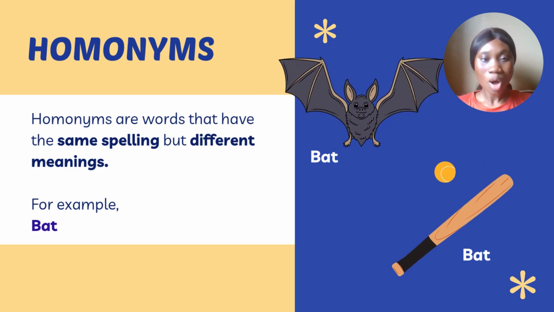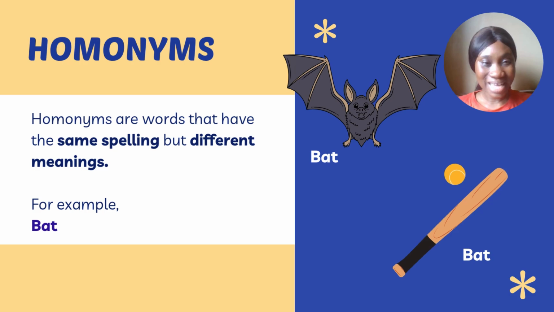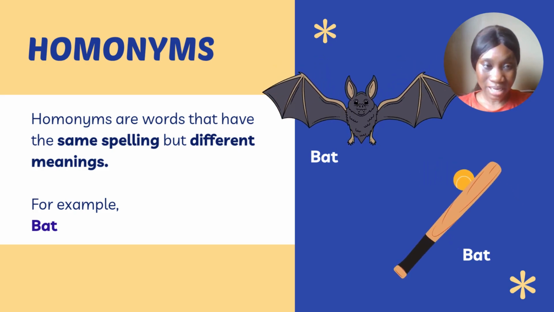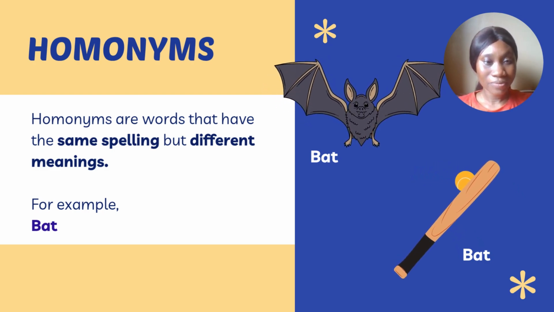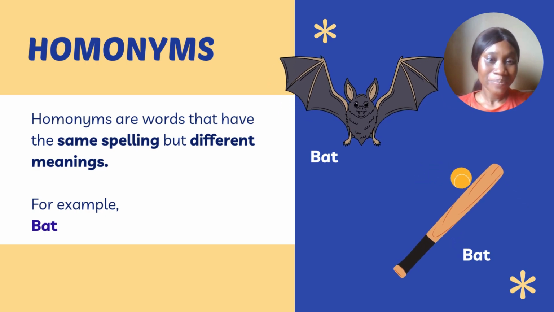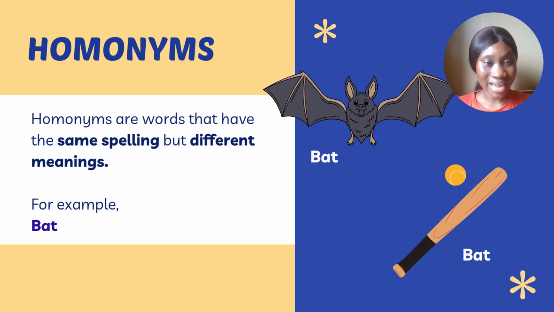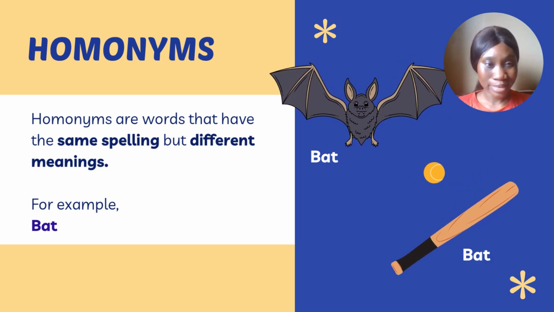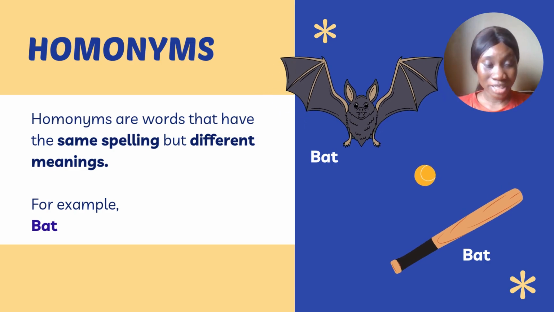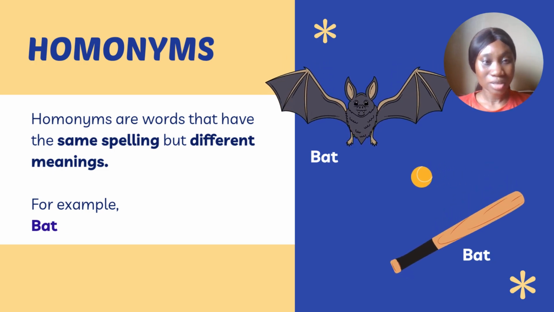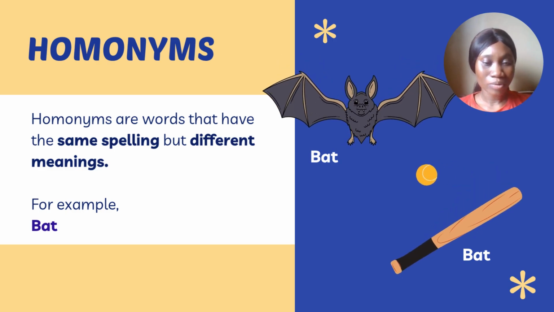Now, what are homonyms? Homonyms are words that have the same spelling, or you can say the same name, but different meanings. They have the same spelling, the same name, but they mean different things. Example, you have bat and bat. Bat, as in the flying animal that cannot see during the day, that only sees at night. And then again, you have bat for your baseball bat. It also has the same spelling, but they mean different things. One is a tool, the other is an animal. So that's an example of what homonyms are all about.